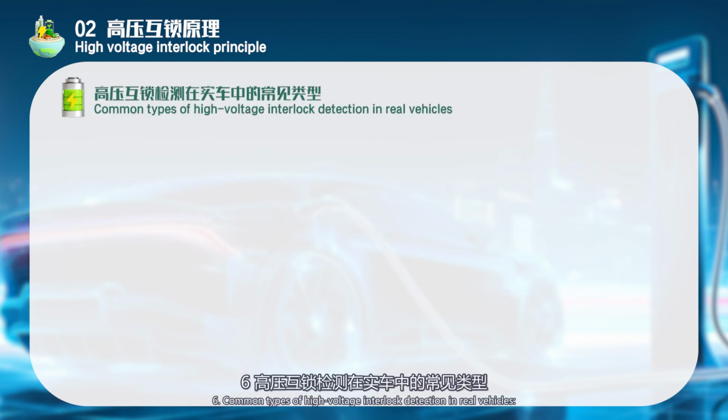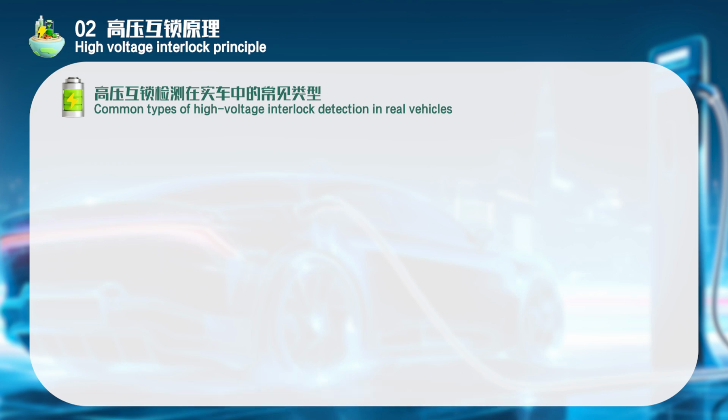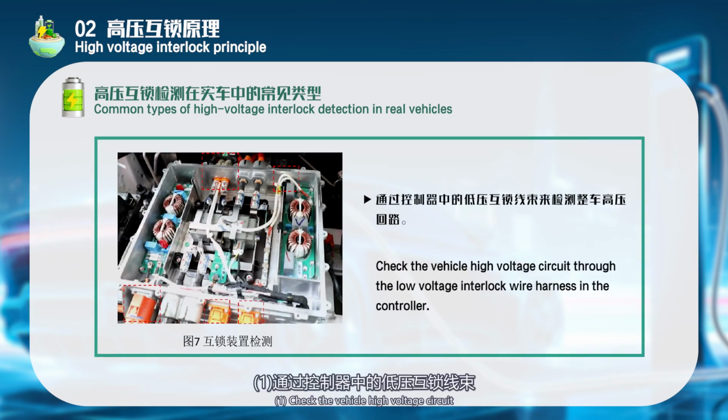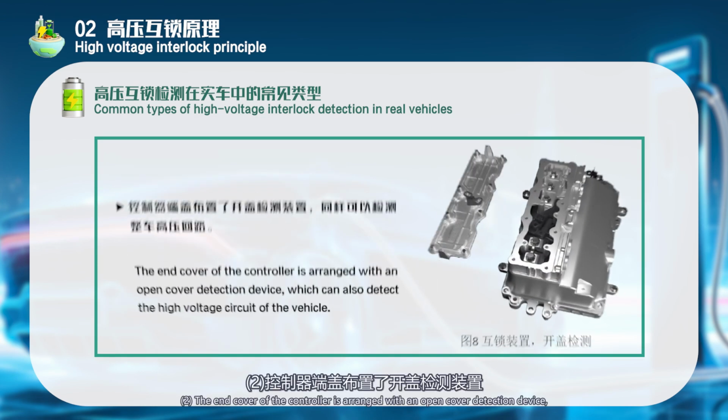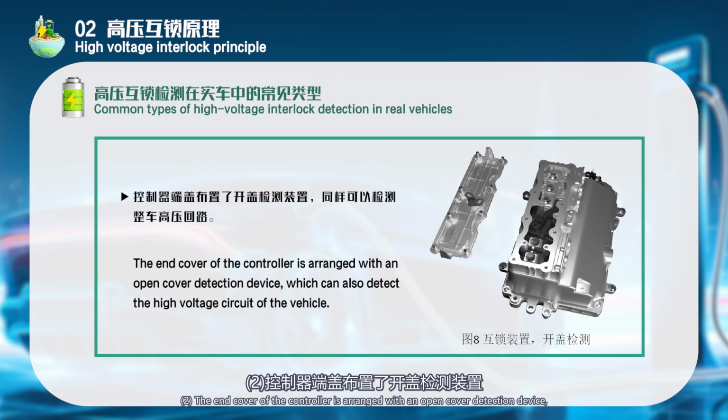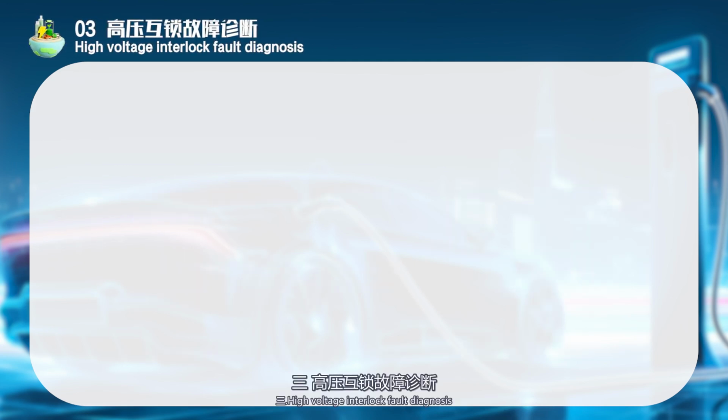6. Common types of high voltage interlock detection in real vehicles. 1. Check the vehicle high voltage circuit through the low voltage interlock wire harness in the controller. 2. The end cover of the controller is fitted with an open cover detection device, which can also detect the high voltage circuit of the vehicle. High voltage interlock fault diagnosis.